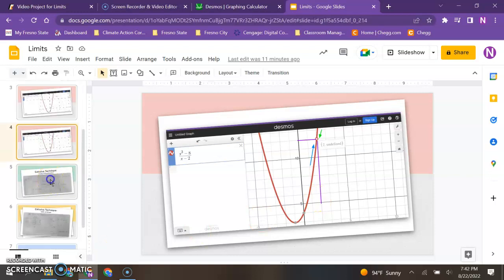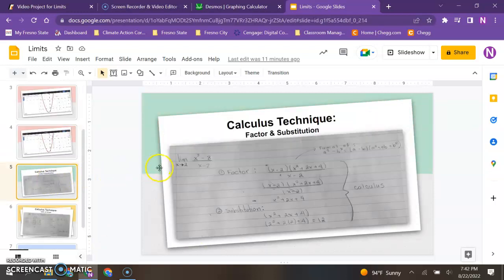Now let's look at a calculus technique of how to solve this rational function. Our first step would be to factor the x to the third minus 8, and we would do that in the format of a to the third minus b to the third equals a minus b, a squared plus ab plus b squared, making it as follows: x minus 2, x squared plus 2x plus 4 over x minus 2.